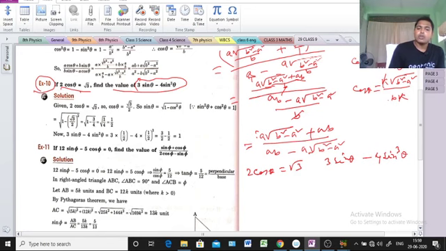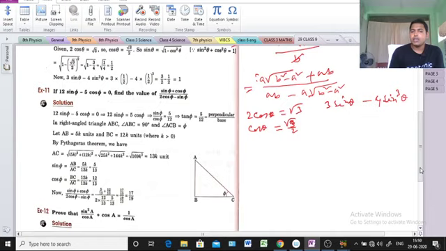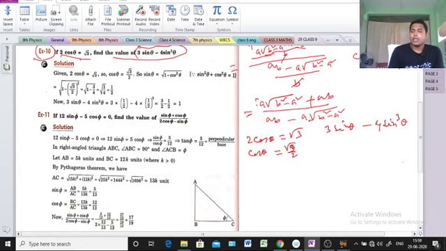Okay, so now see, 2 cos theta equal to root 3 means we can say cos theta equal to what? These two will go to the right hand side, so we will get root 3 by 2. This is the value of cos theta. Cos theta equal to root 3 by 2. Clear or not? Okay, now we find out the value.